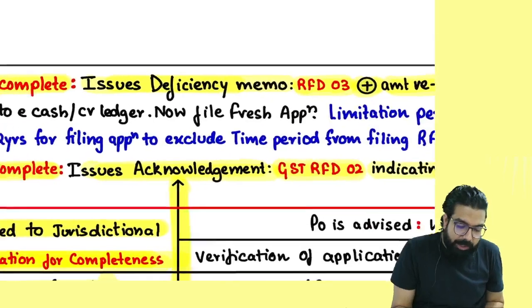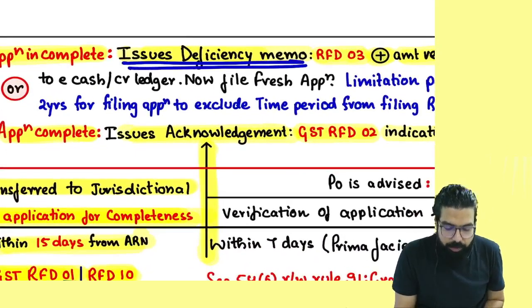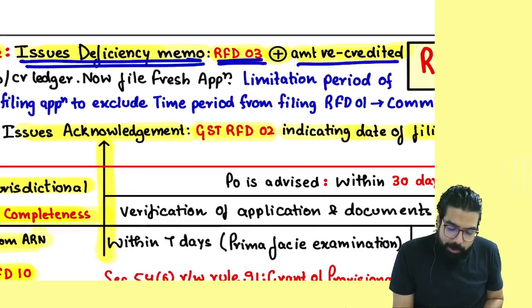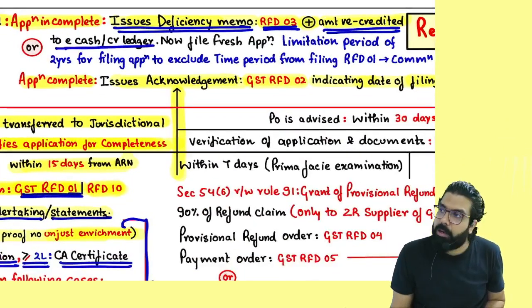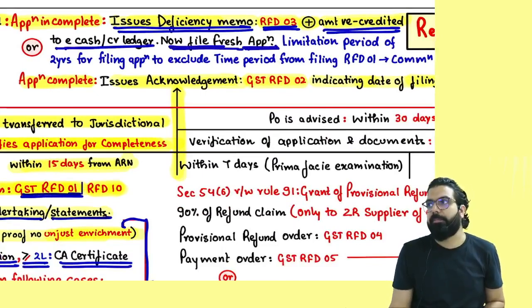But if the documents are incomplete, he will issue a deficiency memo in RFD 03 and the amount will be recredited to your e-cash ledger or credit ledger. Now you have to file a fresh application.